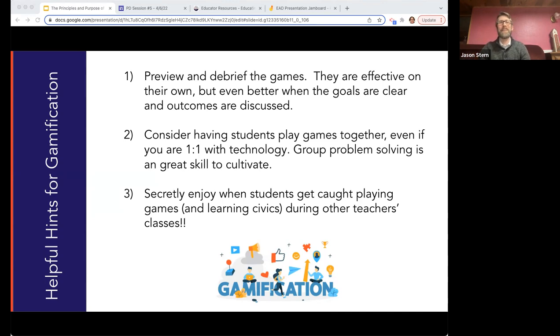And another tip, I secretly enjoy when students get caught playing the games and learning civics during other teachers' classes. Even though I have to say, when another teacher comes up to me and says, oh, I caught one of our kids, he was playing Do I Have a Right during math class, I have to say, okay, I'll talk to him. Well, secretly, I'm a little bit happy because that kid has an iPad. They could go anywhere. They could go a lot of places on the internet, and they've chosen to play a civics game while they're trying to avoid doing Pythagorean theorem. It makes me smile, but I don't smile in front of the math teacher. But I sort of take a little pride in that they're doing some learning in other classes. But we won't share that with any other content areas.